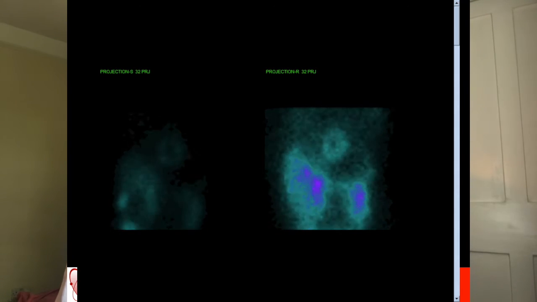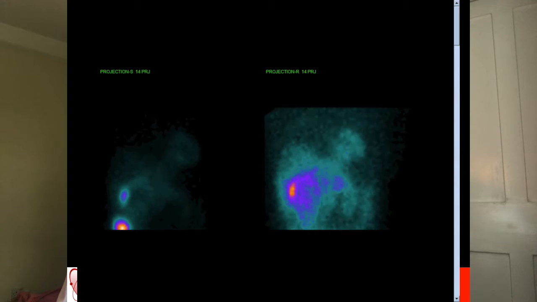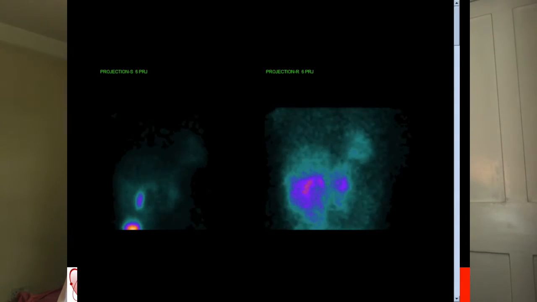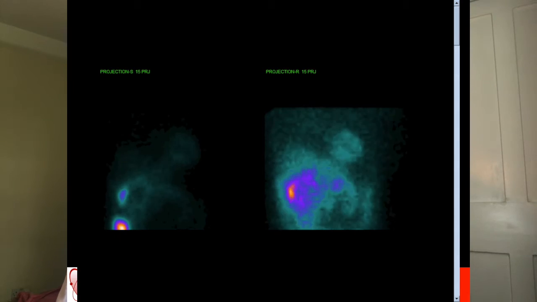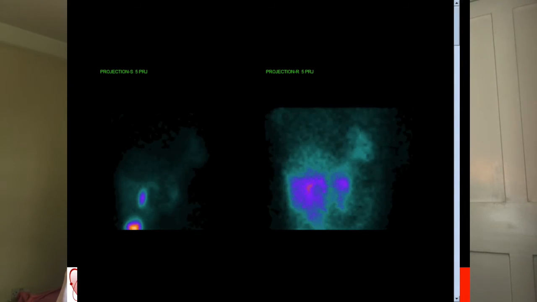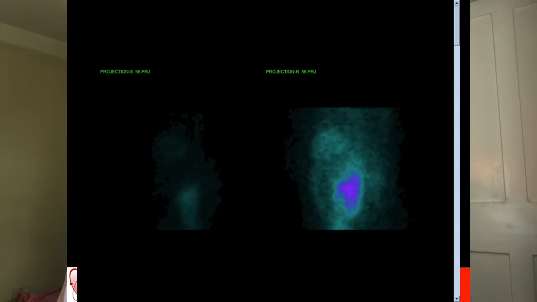We have the stress state on the left-hand side and the rest state on the right-hand side. The intensity is scaled off the hottest pixel in the image. So on the stress data, that's actually the gallbladder, at the bottom left, which contains excreted tracer. There's much more hepatic uptake, but also biliary uptake on the rest images on the right-hand side. Here we can judge for motion. Here we can possibly judge for the size of the patient.